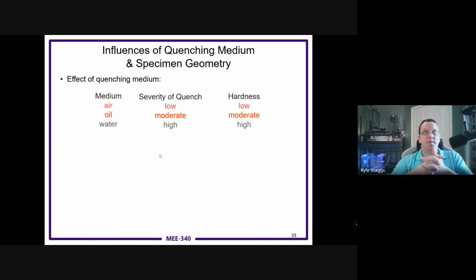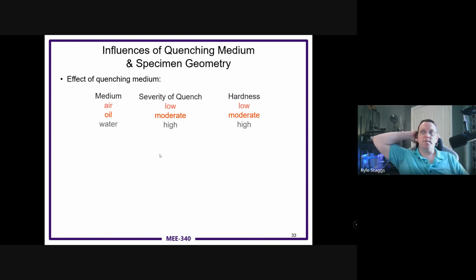So influences of the quenching medium and the specimen geometry. So air and oil and water are going to be different. So air is a low severity quench. Oil is a moderate severity quench. So a lot of times oil quenching is used. And then water is a very high severity quench. It also runs the risk of corroding the surface. So you get surface scaling and all kinds of things that happen very quickly. So that's why oil is often used.